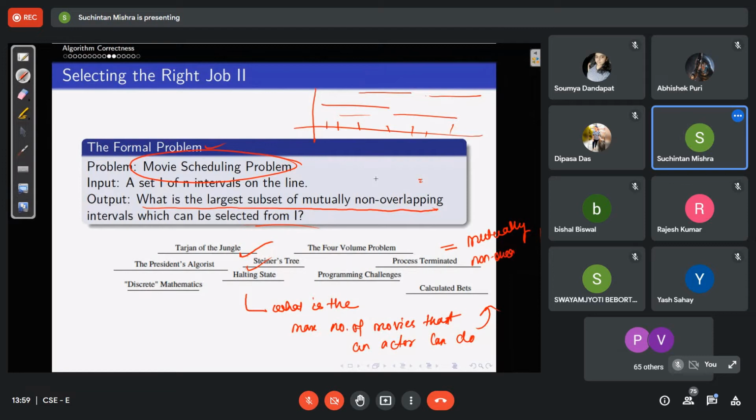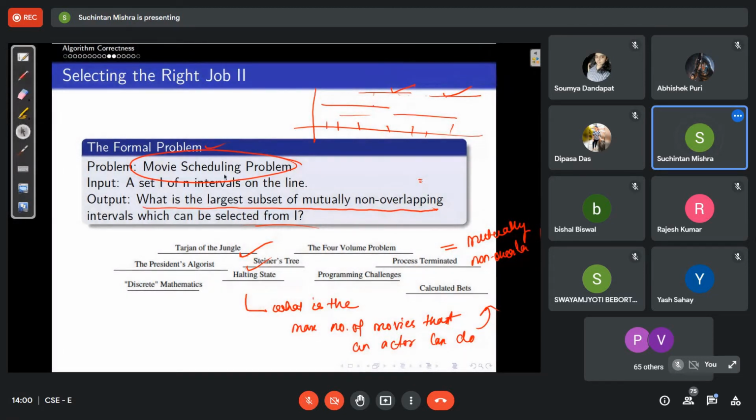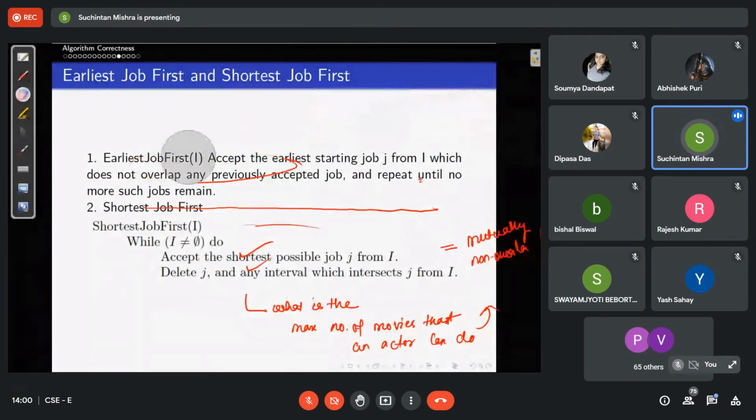So given these time intervals, now the question becomes, you have to find mutually non-overlapping. These two are overlapping. This one and this one, they are not overlapping. I hope you understand the concept. So now you have to find mutually non-overlapping intervals. So what will be the algorithm that we can use? Let us look at some of the algorithms that can find mutually non-overlapping intervals.